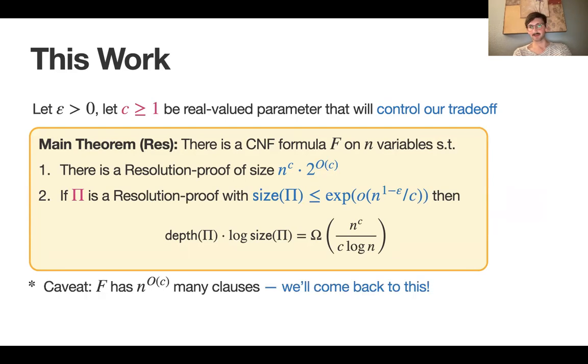There's one caveat to our result, which is that while the result is supercritical in terms of the number of variables, the formula itself may have n to the order c many clauses, and so not be supercritical in terms of the number of clauses. So supercritical in terms of the number of variables, not the clauses. And we'll come back to this later because this poses a problem in some open work.